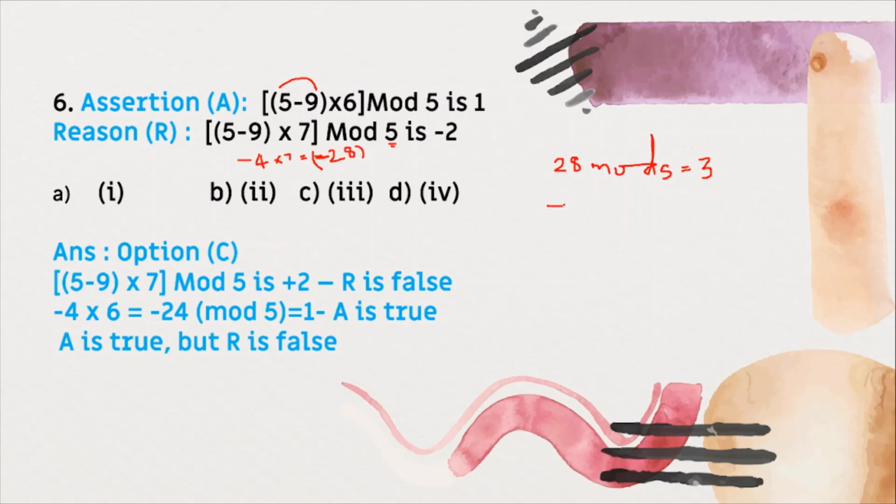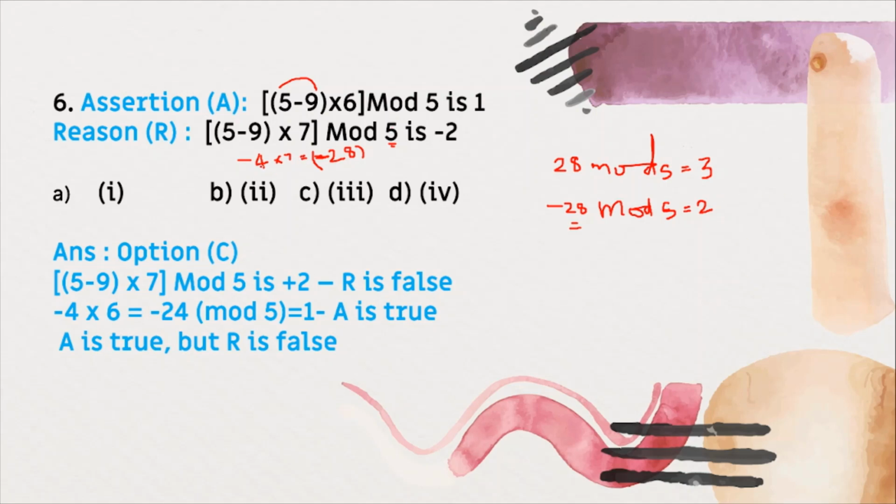But it is minus 28, so I cannot take it as 3. I will go for a number which makes it divisible in the next form. So, mod 5, what will be the next form? 5 fives are 25, 6 fives are 30. So I want this number to be 30. Whatever is needed to become 30 should be mentioned here with the positive sign, not with the negative sign. So I need plus 2 to make it divisible exactly by 5. So the answer should be positive.